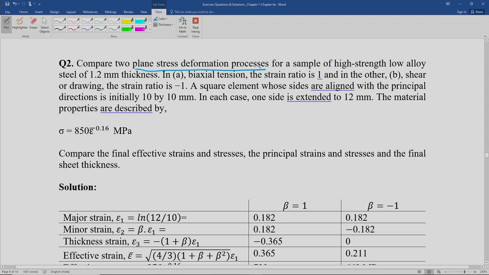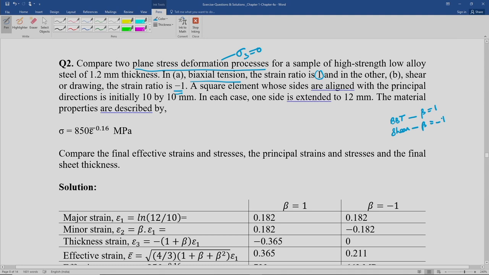Let us solve one more problem, which is also going to use all these equations that we derived. The question is very simple. Compare two plane stress deformation processes. Plane stress deformation means sigma 3 is 0, as we studied. For a sample of high strength low alloy steel, a steel sheet of 1 mm thickness is undergoing plane stress deformation. But there are two cases. One case is biaxial tension, in which a strain ratio of 1 is maintained, and in the other, called shear or drawing strain path, a strain ratio of minus 1 is maintained. One is a balanced biaxial tension, where beta, that is the strain ratio, is maintained as 1. The other one is the shear path, wherein beta is equal to minus 1.